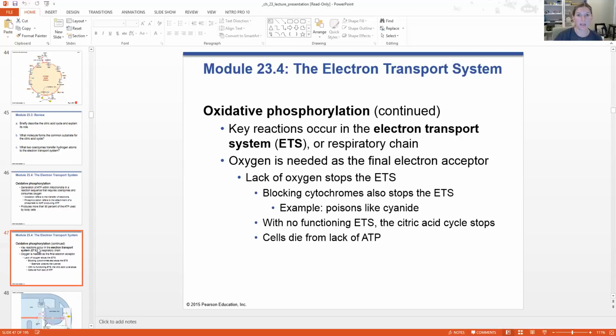So another way that oxygen can be kind of turned off is by blocking what we call the cytochromes. Cytochromes are these little metal ions which are part of the electron transport system. There are certain toxins like cyanide that can actually turn off the electron transport system. And what does that do? It stops you from creating ATP and using oxygen efficiently, and basically shuts you down, right? So with no functioning electron transport system, the citric acid cycle is going to stop, and your cells are going to start dying because they don't have the energy that they need.